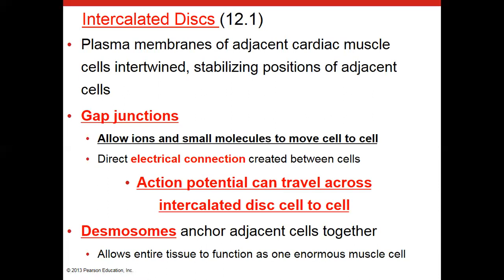Desmosomes are another type of cell-to-cell junction that are a physical connection from one cardiomyocyte to the other. So it anchors the two cells together.